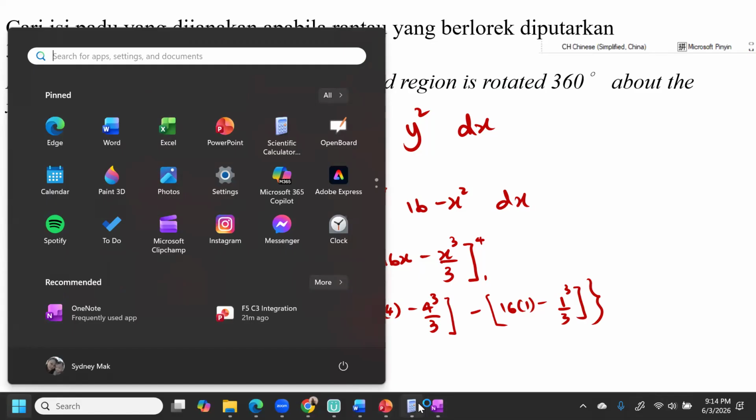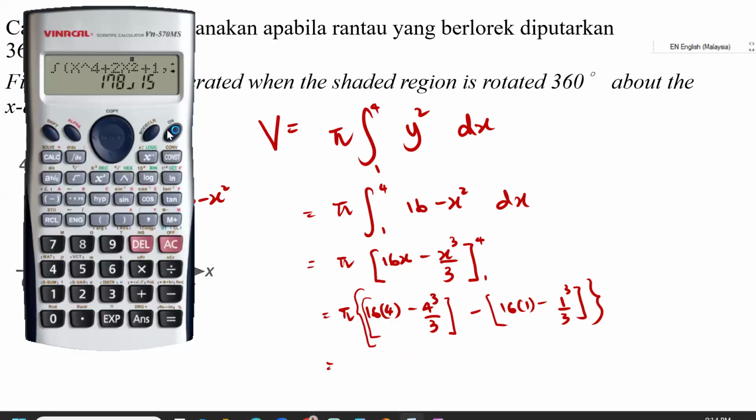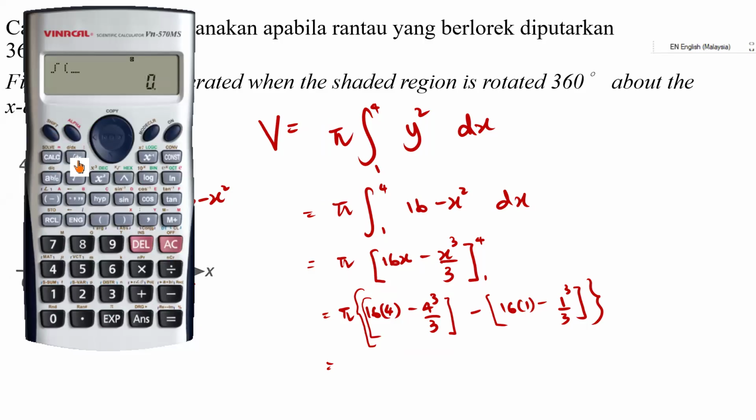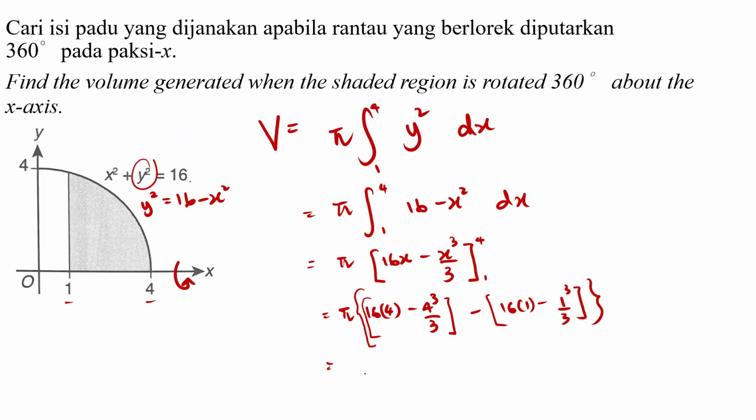Actually integration is much easier than differentiation, isn't it? Integrate 16 minus x squared. Key in the pi before the integration, lower boundary 1, upper boundary 4. The answer is 27 pi unit cube. That's it. Easy. All right, finish.